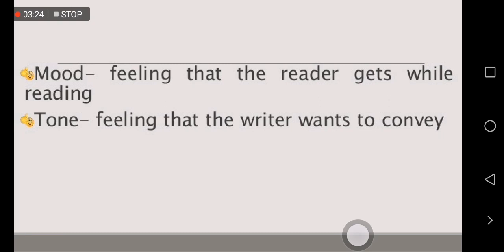Mood, the feeling that the reader gets while reading, and tone, the feeling that the writer wants to convey.